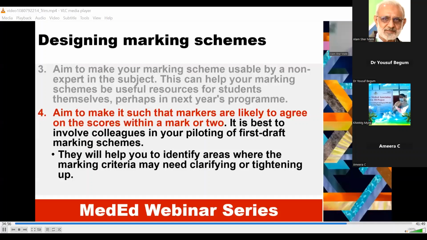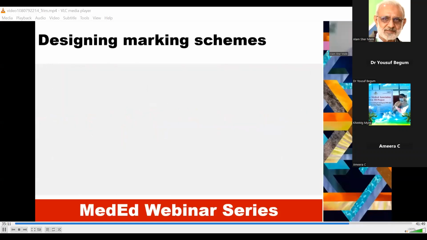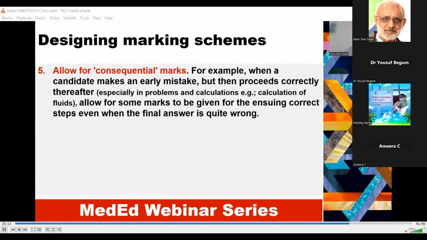It is best to involve colleagues in your piloting of first draft marking schemes. Your colleagues will help you to identify areas where the marking criteria may need clarifying or tightening up. Allow for consequential marks. For example, when the candidate makes an early mistake but then proceeds correctly thereafter, allow some marks to be given for the ensuing correct steps, even when the final answer is quite wrong.